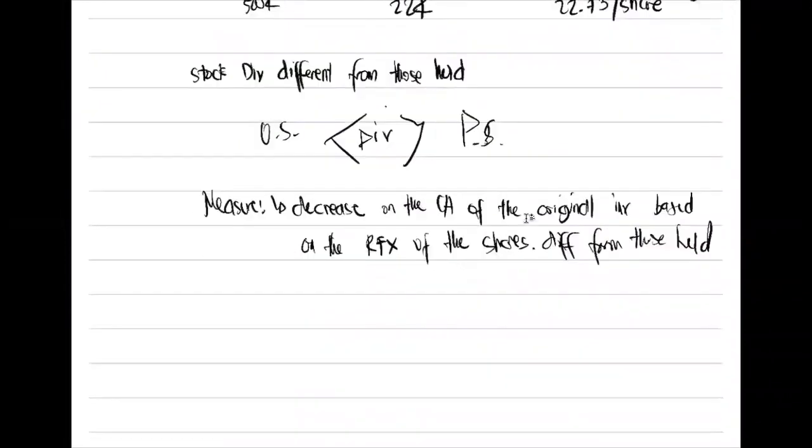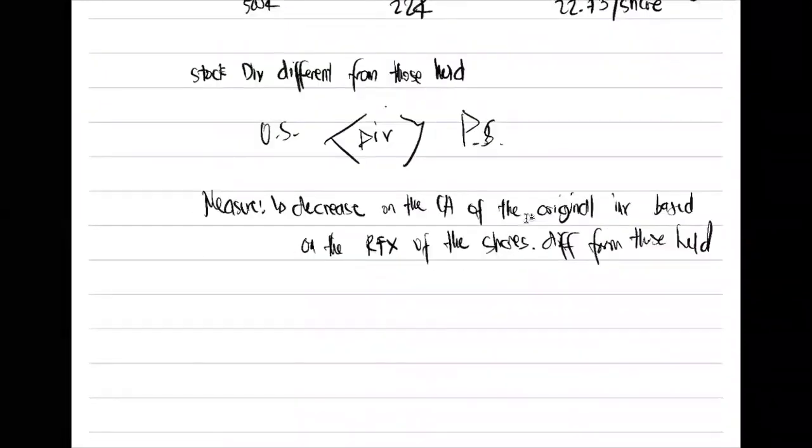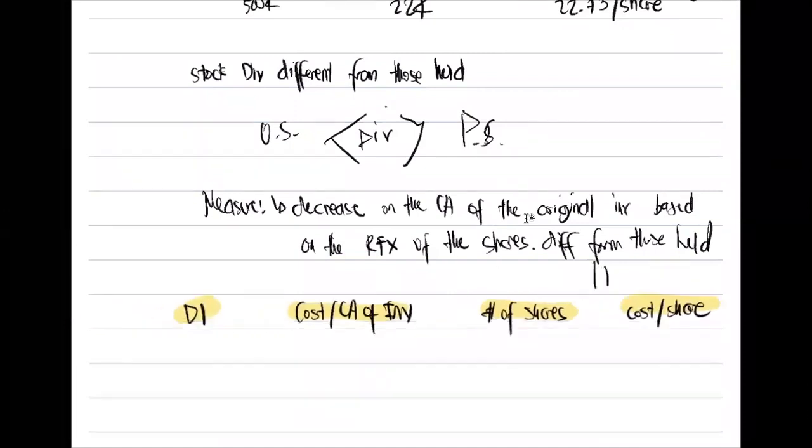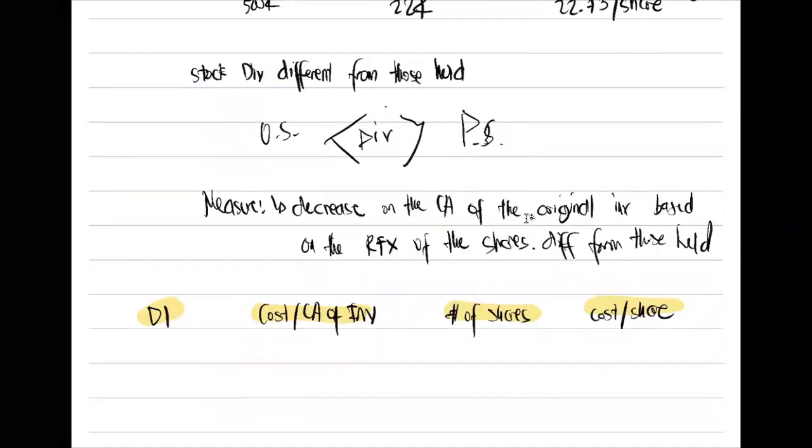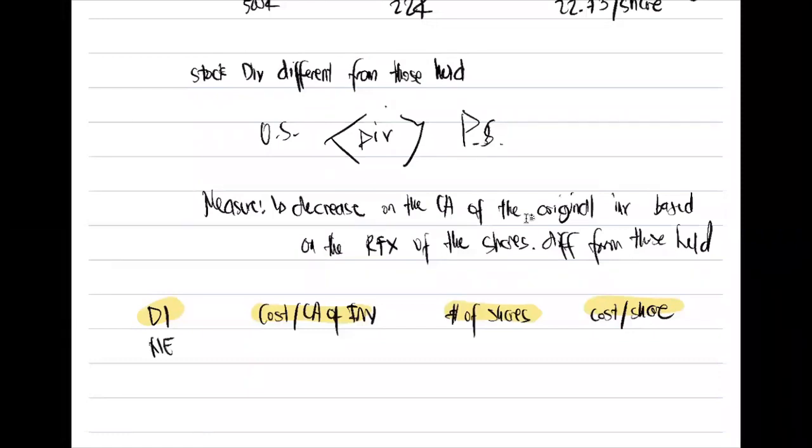Okay, so let's determine the effect of this dividend as to our dividend income, the cost or carrying amount of investment, number of shares, and cost per share. As to dividend income, we have no effect. As to the carrying amount of your investment, your old investment will decrease and the new investment will increase. The decrease in your old investment should be transferred to your new investment.